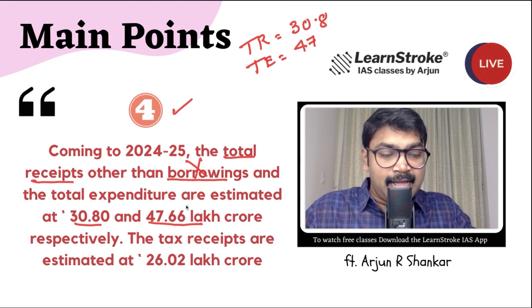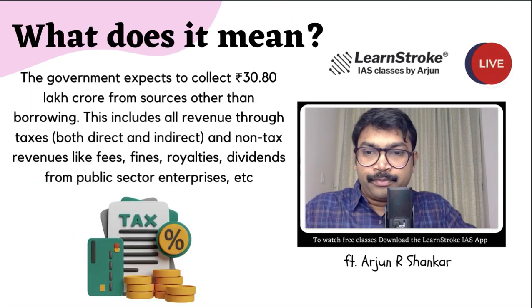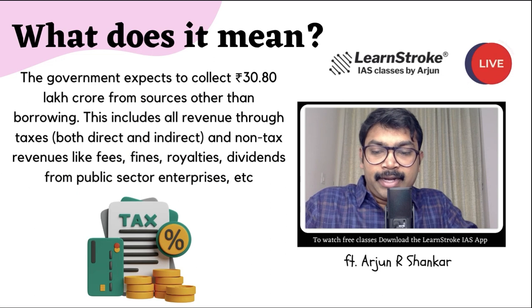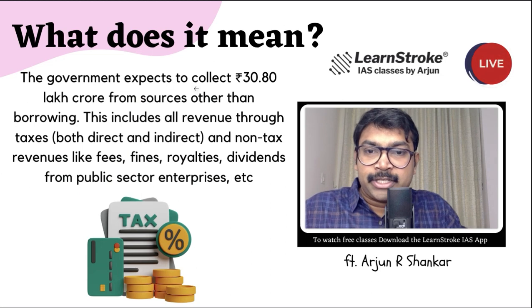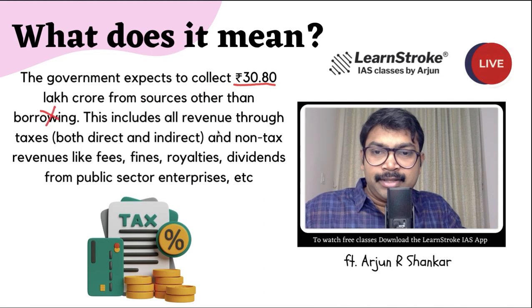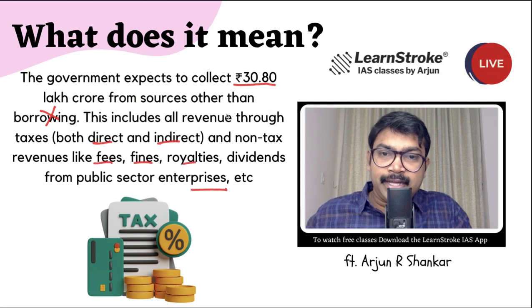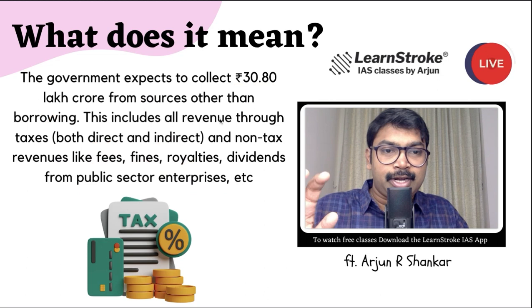And the tax receipts are estimated at 26. So the government expects to collect 30.3 lakh from the sources other than borrowing. So borrowing is again cut. This includes all revenue through taxes, both direct and indirect, and non-tax revenues like fees, fines, royalties, etc. So 30.8 is excluding borrowing. This is what the government believes.